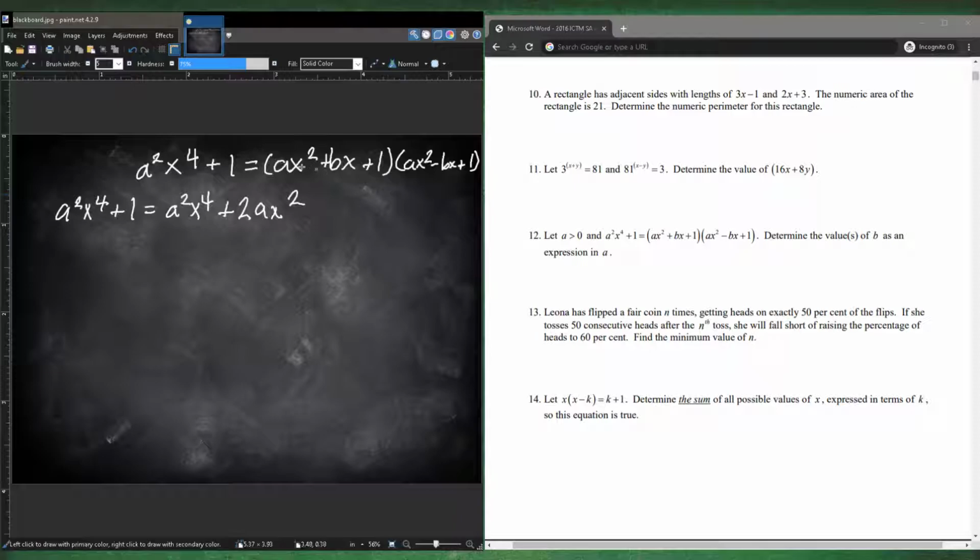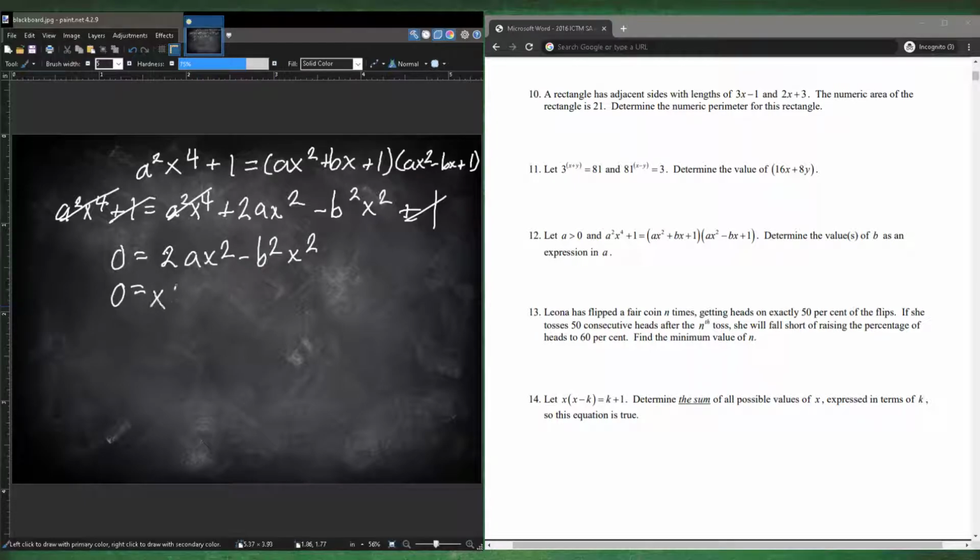So you'll get better at this once you learn the trick to do it. I'm just doing a really fast way. And then the negative b squared x squared, right? So bx times negative bx is a negative b squared x squared. And then this one and this one cancel each other out because they're opposite signs. And then you have a plus 1. Okay, so let's cross out some terms. So this and this cancel out, this and this cancel out. So that gives us that 0 is equal to 2ax squared minus b squared x squared.